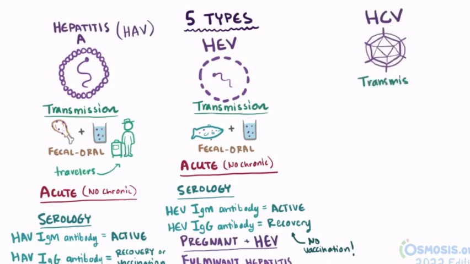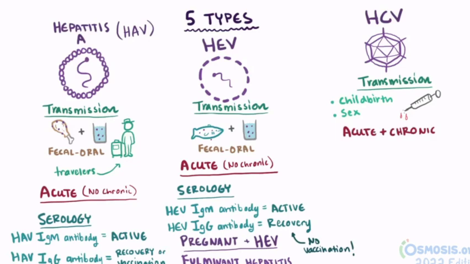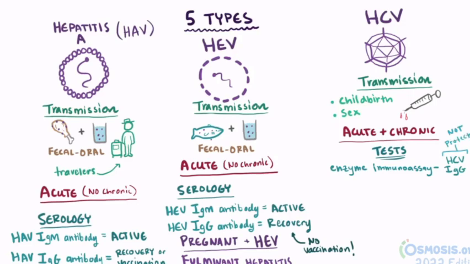Alright, next on the docket is hepatitis C virus. Now this guy is transmitted via the blood, so could be from childbirth, intravenous drug abuse, or unprotected sex. HCV usually does move on to chronic hepatitis, and there are a couple of tests that we use to help diagnose HCV. One way is by enzyme immunoassay. In this case, we'd screen for the HCV IgG antibody. If present, it doesn't necessarily confirm acute, chronic, or even resolved infection, because it isn't regarded as a protective antibody, like it is in HAV and HEV.